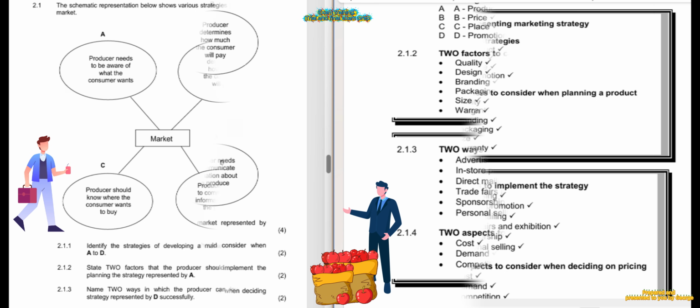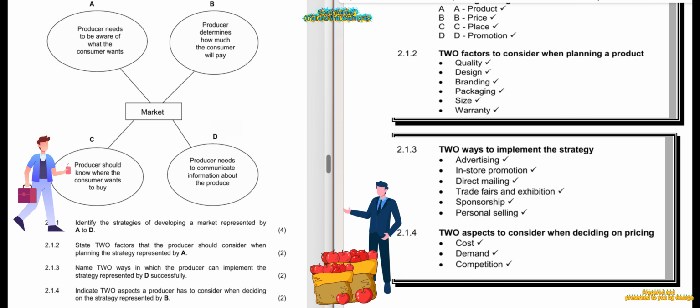2.1.2. State 2 factors that the producer should consider when planning the strategy represented by A. 2 factors to consider when planning a product are the quality and the design. They want only 2.